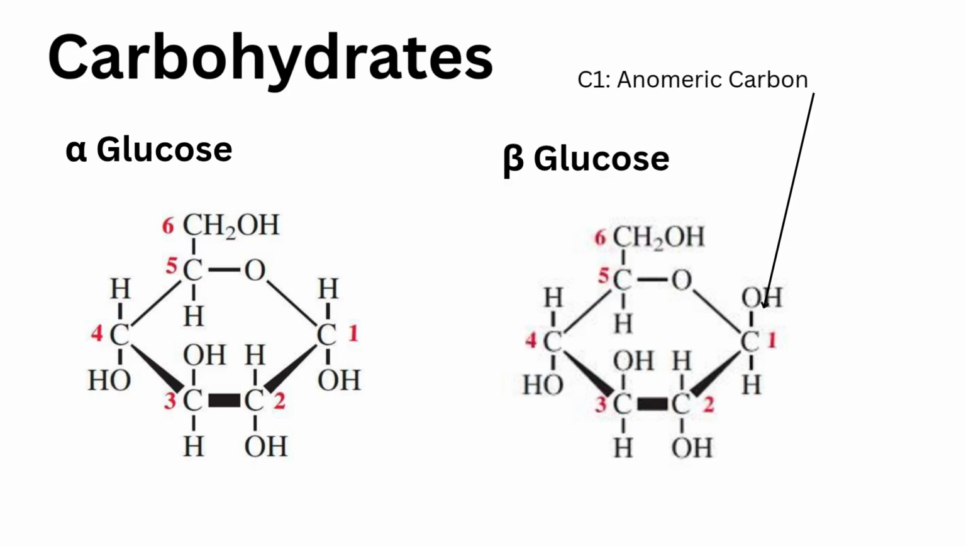Carbons 2, 3, 4, 5, part of the ring structure, each with an O group that can point up or down. Carbon 6, C6, sticks outside the ring as a CH2OH group. Now, what's the difference between alpha and beta glucose? It all comes down to the position of the O group on carbon 1. Alpha glucose, the O on carbon 1 points down. Beta glucose, the O on carbon 1 points up.